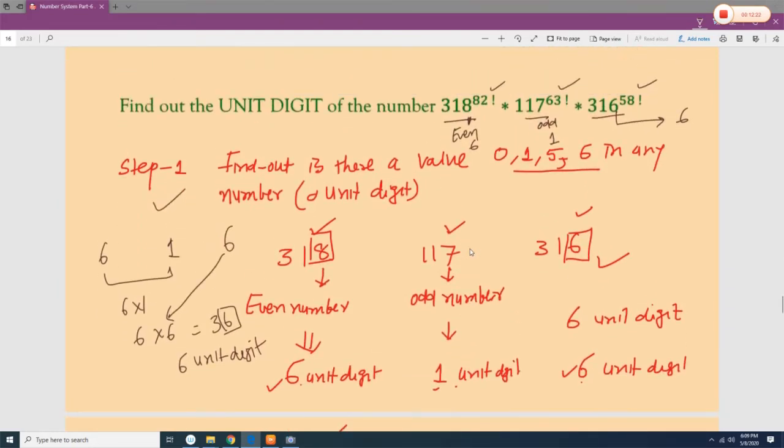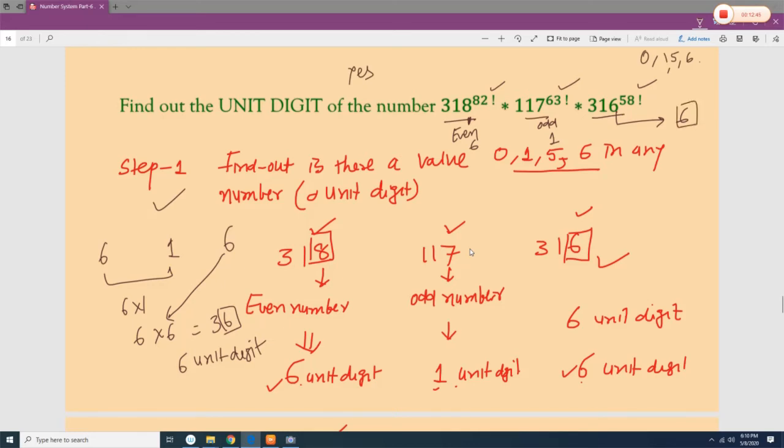Find out the unit digit of 318 to the power 82, 117 to the power 63 and 316 to the power 58. Now look at the power. Power is more than 4. Yes, it is more than 4. And then you have to check 0, 1, 5 and 6 at the unit place. So here it is 8, so no. Here it is 7, so no. 6, so 6 will remain 6.